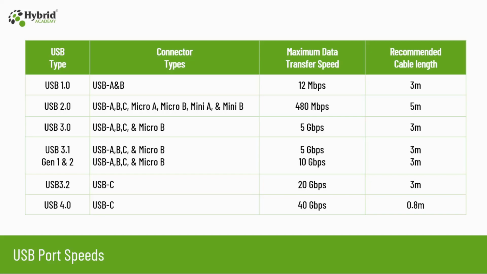Now another advanced version of USB 3 is USB 3.1 with generation 1 and 2, and this comes in USB A, B, C and micro B, and these can individually support up to 5 gigabits per second and 10 gigabits per second with a cable length of 3 meters. Next advanced version, USB 3.2, is only supported by USB C, and this can support a data transfer speed of 20 gigabits per second with a cable length of 3 meters.